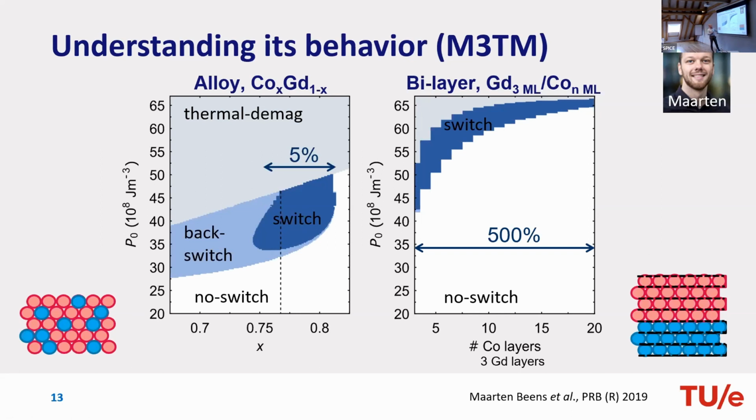Now, the alloy system is very, very sensitive to the composition of the alloy. You can see that within 5% of alloy composition of the cobalt and the gadolinium, you only get switching in a small pocket. So this is energy versus composition that you have there. If you go to the bilayered or layered systems, the only thing that's relevant, where this exchange scattering is happening, is at this interface. And that composition is independent of how many cobalt layers you put on top, right?